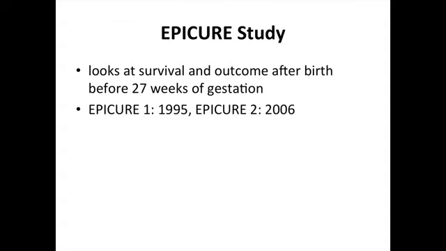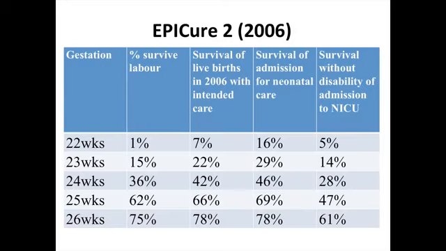The EPICURE study looks at long-term survival and outcome of babies born at less than 27 weeks. At less than 24 weeks, only 36% will survive delivery. And of those, only 28% have no long-term disability. On the upside, at 26 weeks, 75% survive labour and 61% will survive with no long-term disability.